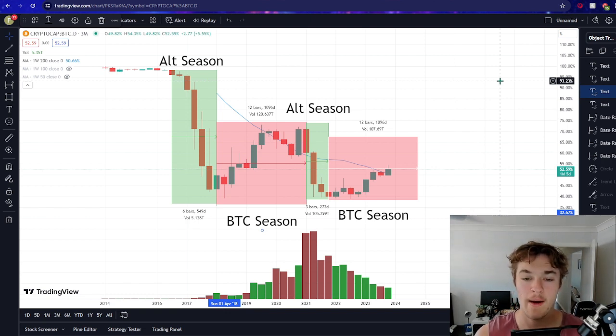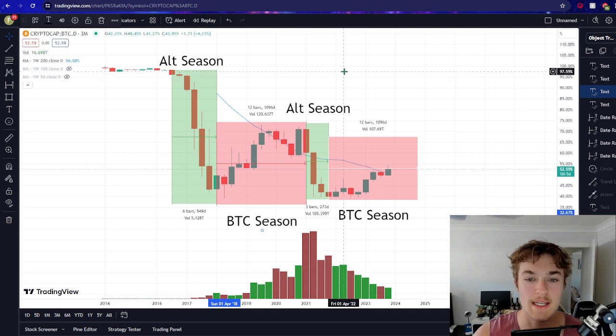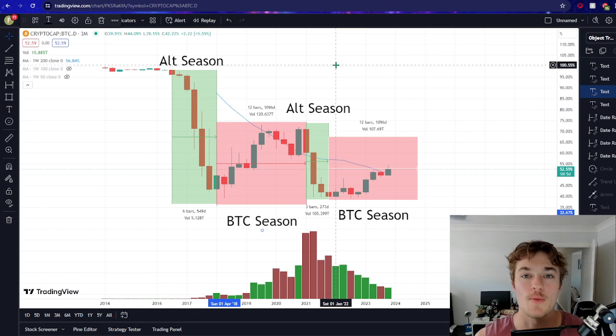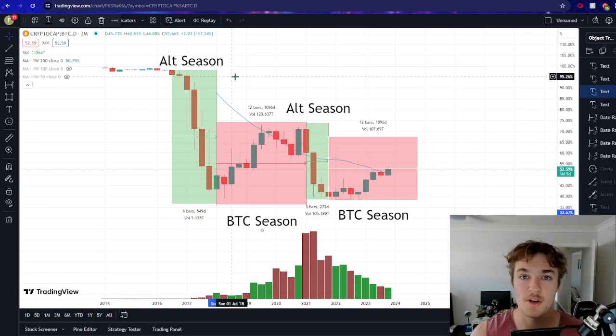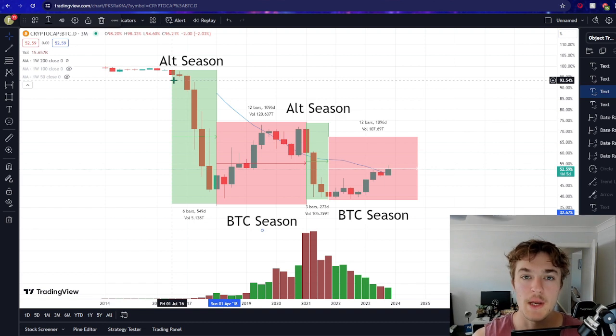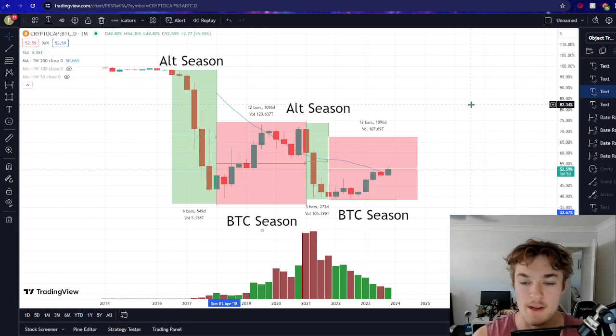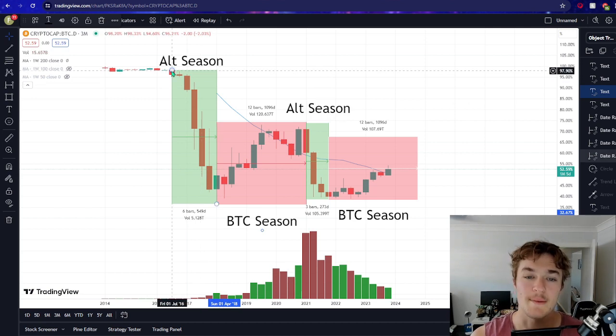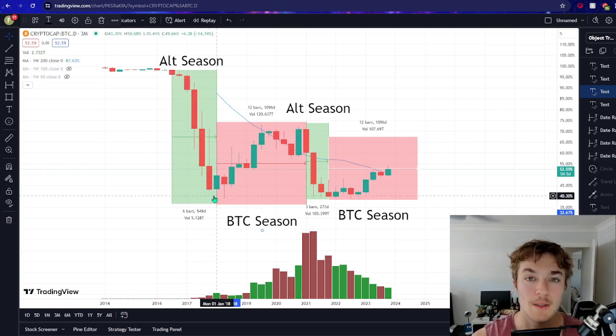So that's all well and good, but how exactly can we use this in our trading strategy? Well, essentially, this chart will tell us where we want to put our capital at any given moment in the market cycle. As you could imagine, during an altcoin season, it would be smarter to put our money into altcoins such as Ethereum, Polygon, Solana, whatever it might be, your favorite altcoin. During these green periods is where the most money is going to be made, because obviously the altcoin market caps are outpacing the Bitcoin market cap.